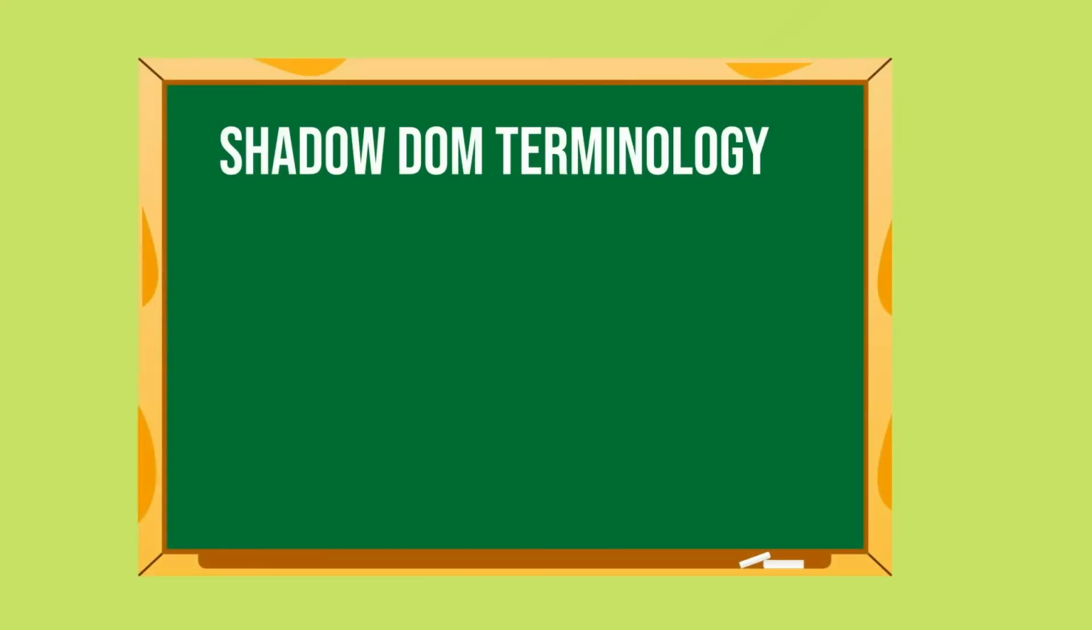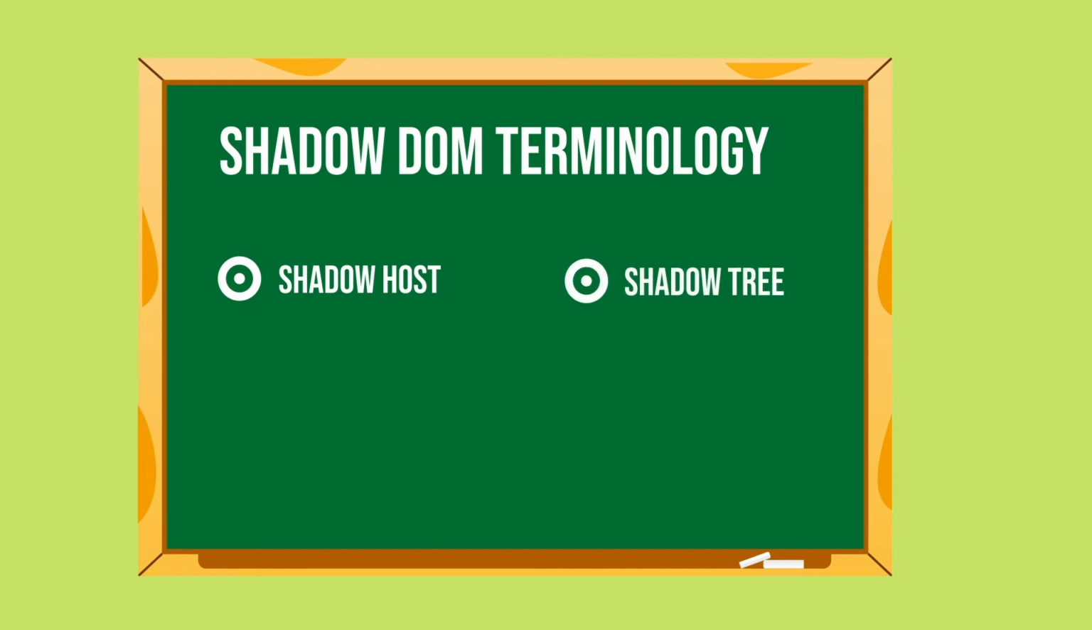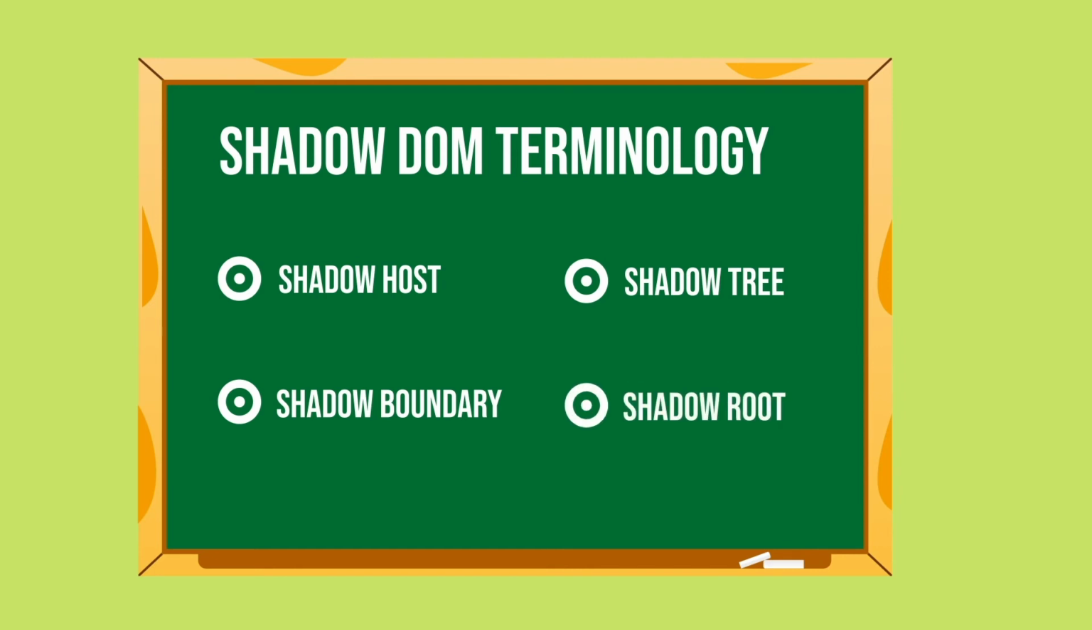There are some bits of shadow DOM terminology that you need to be aware of. Shadow host, the regular DOM node that the shadow DOM is attached to. Shadow tree, the DOM tree inside the shadow DOM. Shadow boundary, the place where the shadow DOM ends and the regular DOM begins. Shadow root, the root node of the shadow tree.